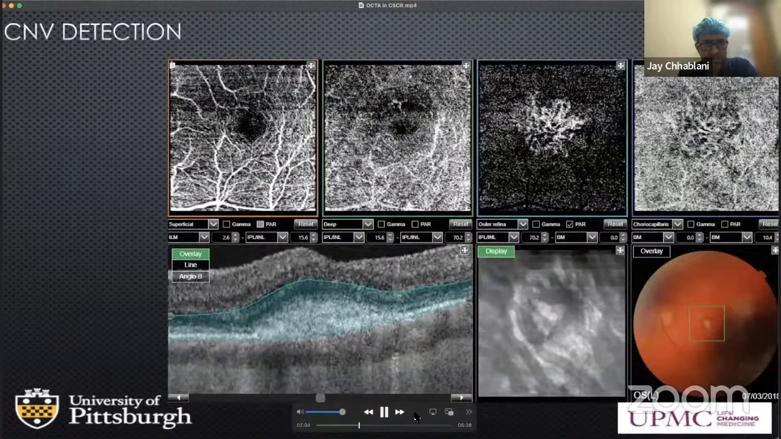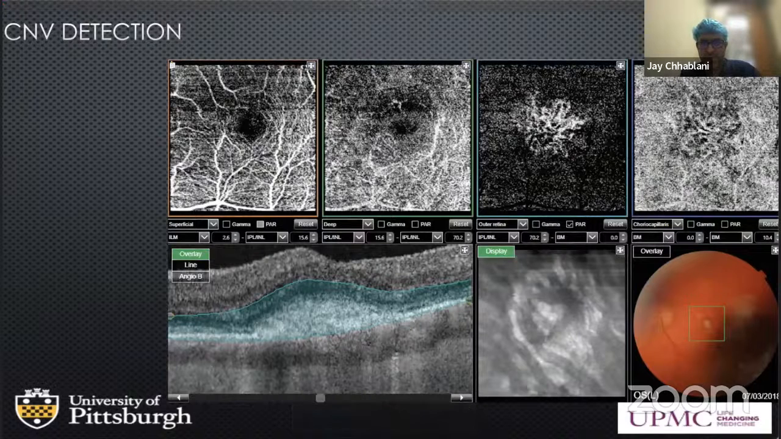Let's look at how we use OCT angiography for CNV detection. Many times patients with CSC present with exudate, as shown in this example. If you do an OCT angiography, you will be able to appreciate a choroidal neovascular network, as seen in this example, very easily without doing any invasive test.